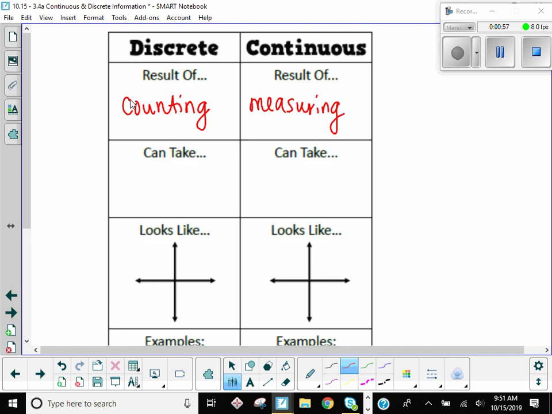Discrete information can take only certain values. Like if I was counting you guys, the values would be 1, 2, 3, 4, 5, right? No negative numbers, for example. No half numbers.